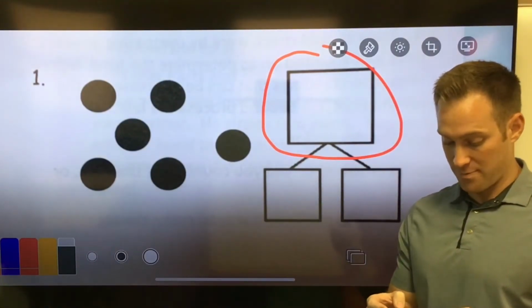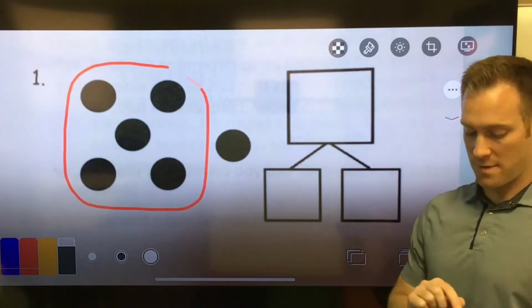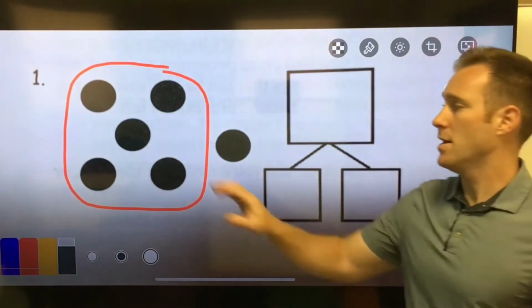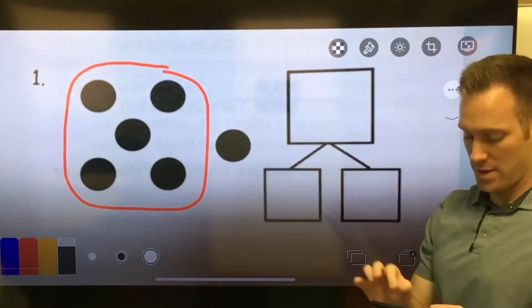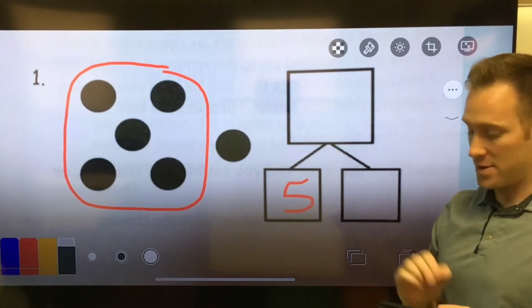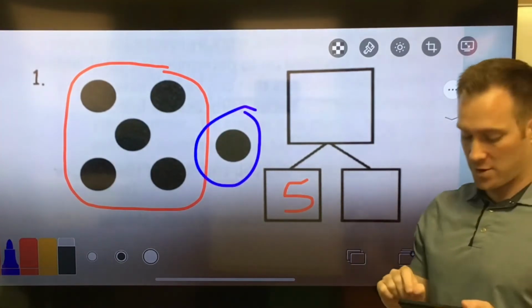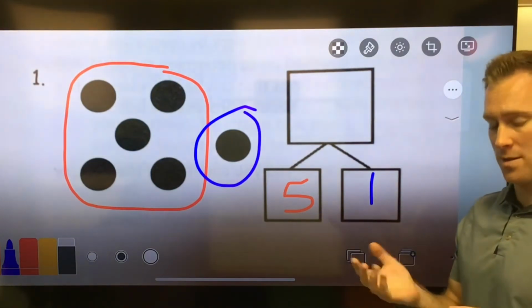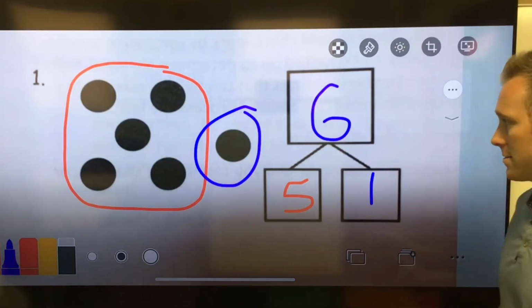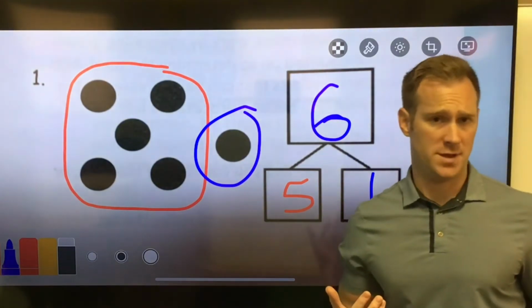So for example, I see here 5, right? It looks like a dice. 1, 2, 3, 4, 5. So I'm going to put my 5 in this number bond, and I can see easily that I have 1 dot left over, which is here as in 1, and my total amount is 6. However, this is just one way to solve this number bond.